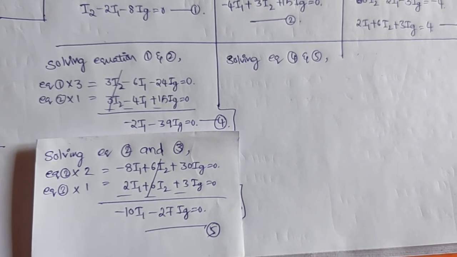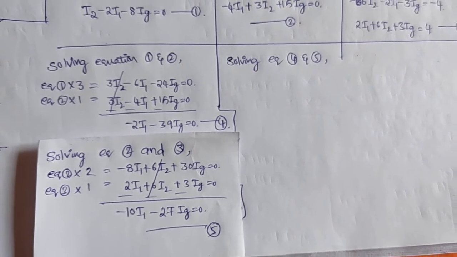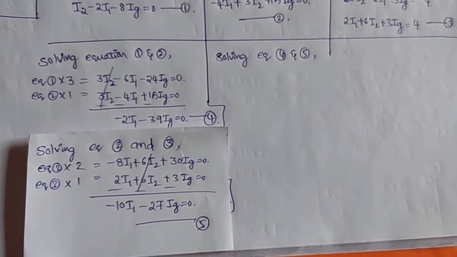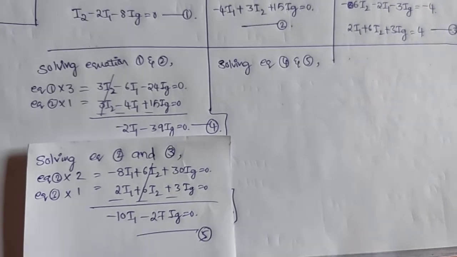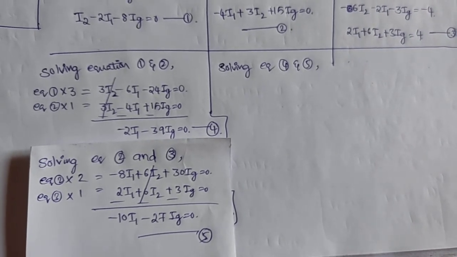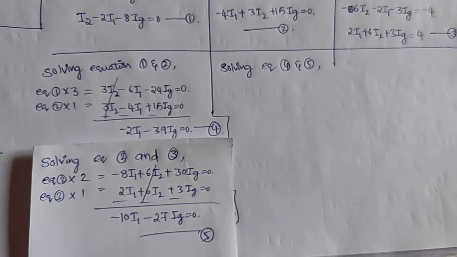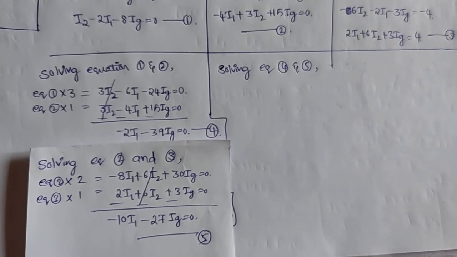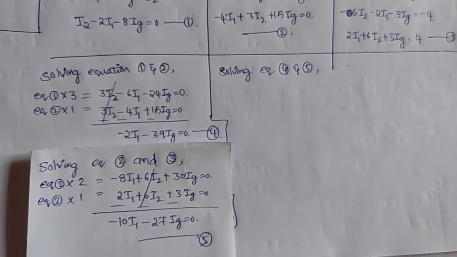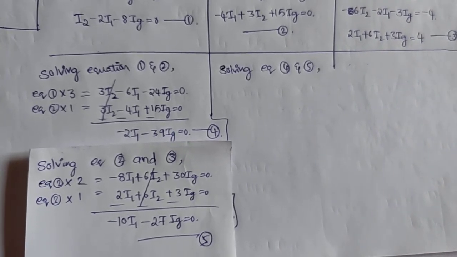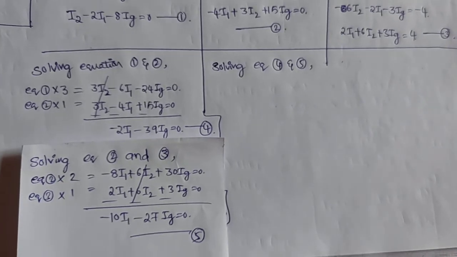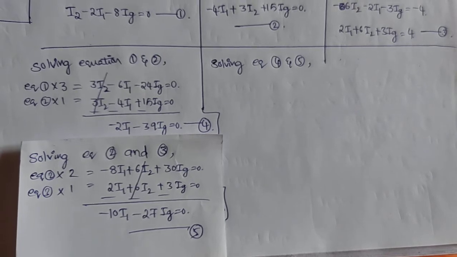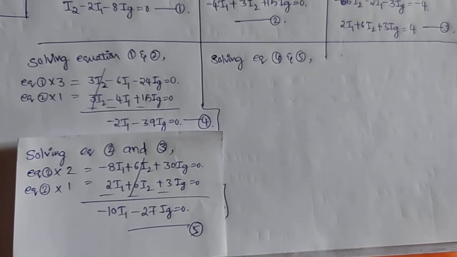As we have eliminated the I2 value in solving equations 1 and 2, in solving equations 2 and 3 also, we have to eliminate I2. This should be done to acquire an equation with the minimum number of variables. If I1 and I2 are considered different in these equations, then we cannot get the answer. The term eliminated in solving equations 1 and 2 should be eliminated in equations 2 and 3. We got equation 5, that is minus 10I1 minus 27Ig equals 0. Now we have to solve equations 4 and 5.